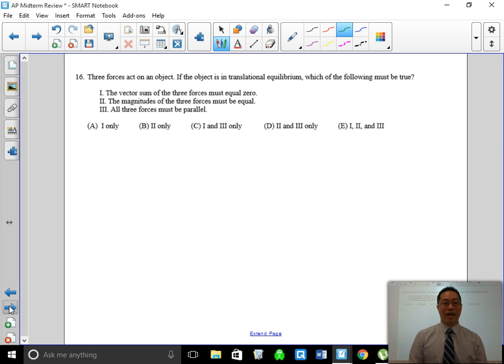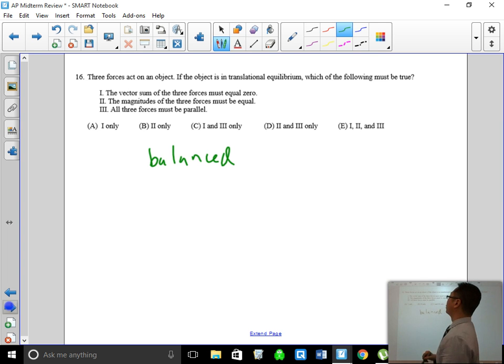3 forces act on an object. If the object is in translational equilibrium, which of the following must be true? Equilibrium ultimately means that it is balanced. So that means the vector sum of the 3 forces must equal 0, which is true. They ask, do the magnitudes of the 3 forces have to be equal in order to be in translational equilibrium?